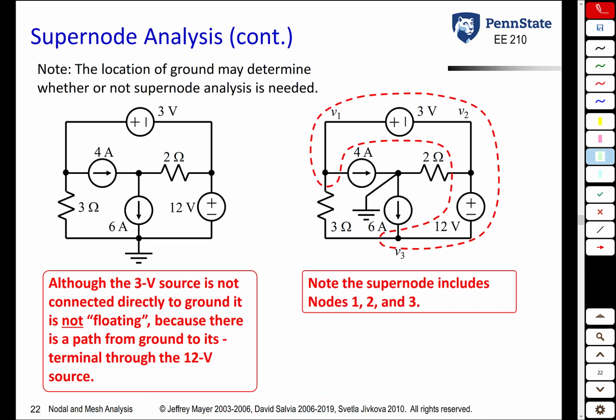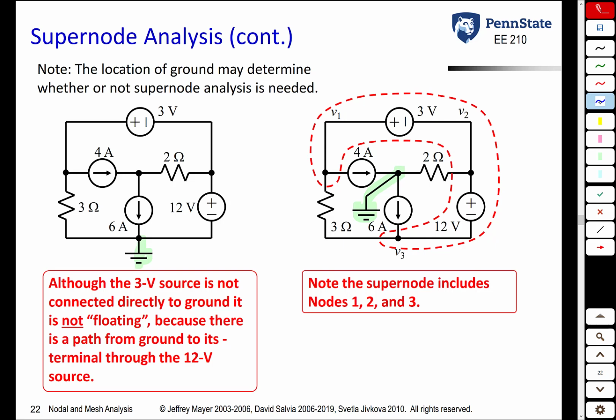Another point about supernode analysis is the location of ground may determine whether you even need supernode analysis. So look at these two circuits here. These two circuits are the same except for the ground location. In the circuit on the left, the ground is on the bottom. In the circuit on the right, the ground is this middle node. So let's try to analyze the circuit on the left.